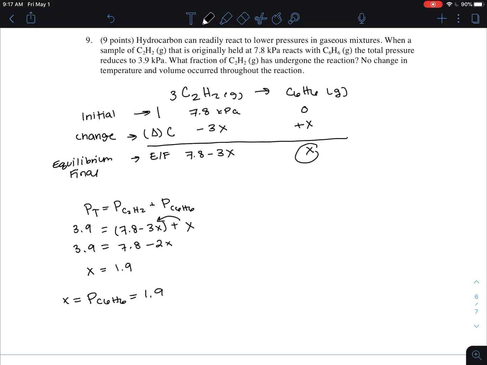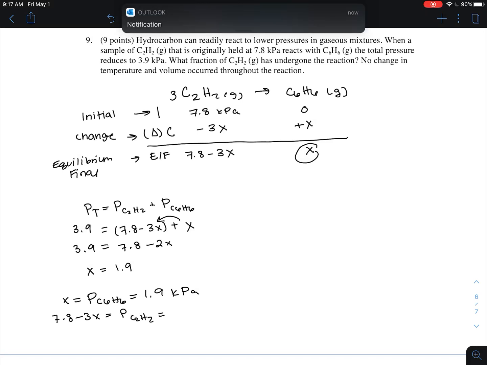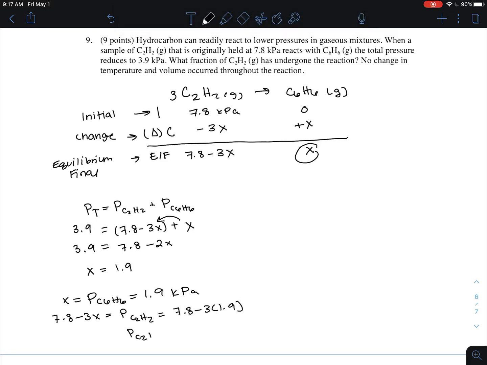So I said x was equal to the amount of hexane that formed. So I just figured out that the pressure of hexane is 1.9 kPa. Now, 7.8 minus 3x is equal to the amount of pressure of ethyne. So 7.8 minus 3 times 1.9 gives me that the pressure of my ethyne is equal to 2.1 kPa. So now I figured out the partial pressures of my reaction to give me my total pressure.